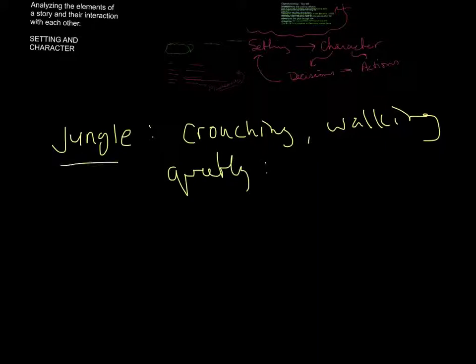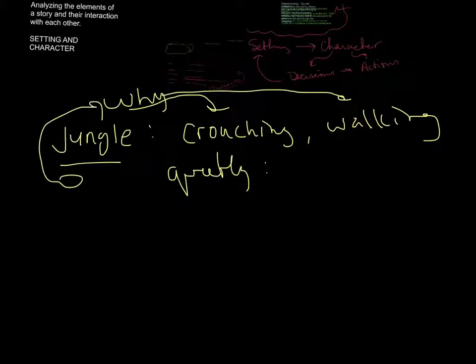So when we talk about setting, it really makes us ask, why? Why is the person crouching? Why is he walking quietly? Well, if you know anything about the jungle, it's dangerous. A lot of wild animals could kill you, so he's trying to be safe. He's trying to be careful. So again, how does a setting make somebody do something differently?